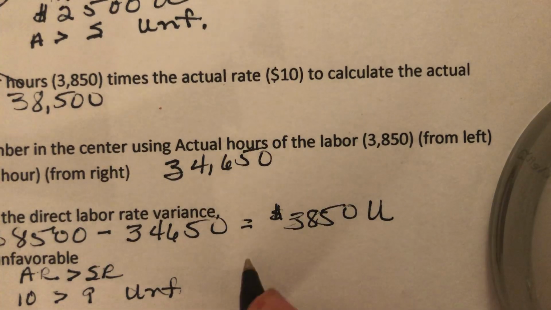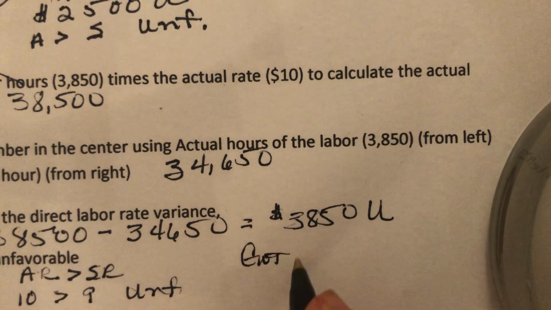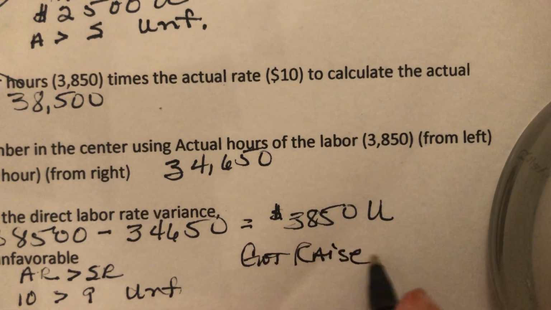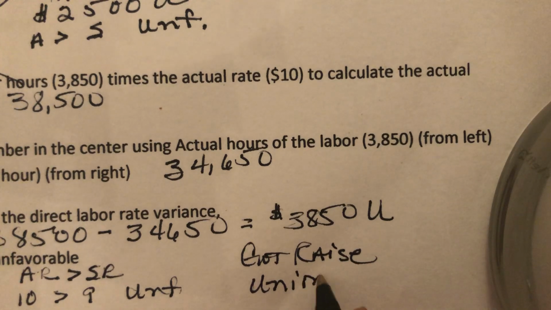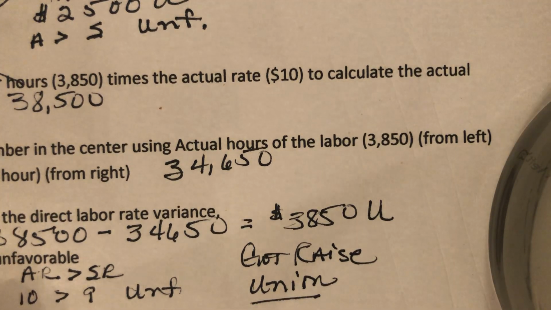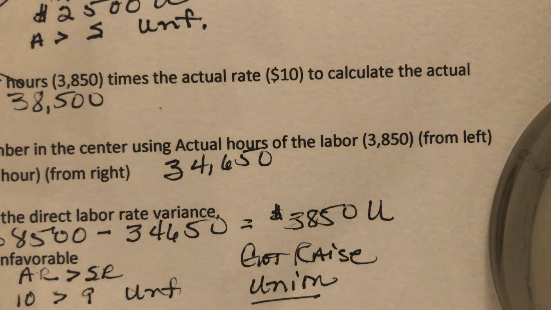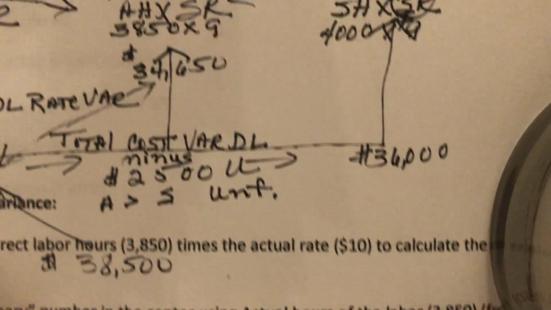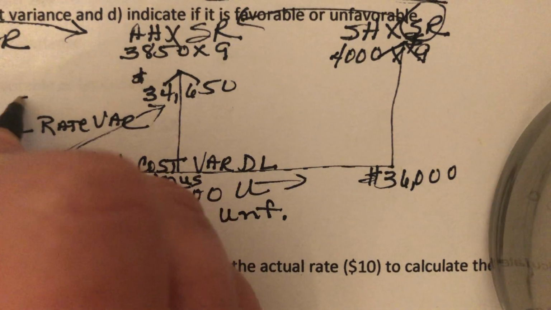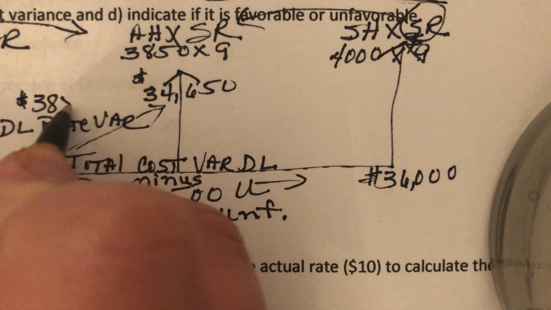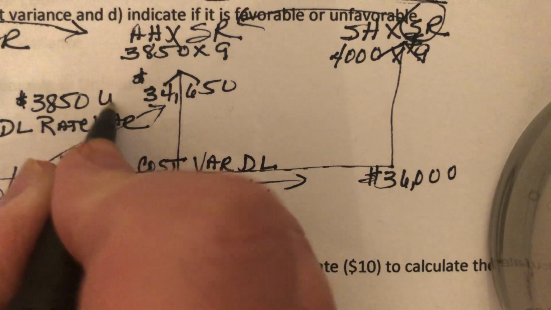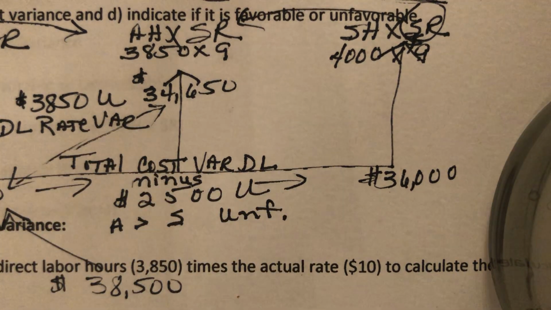Maybe they're part of a union. Okay, they got a raise. We obviously know that. Was it voluntary on our part, or were they part of a union and insisted on a raise? Did they strike? We don't know. We'd have to go see what's going on with the company here. But at any rate, we know they got a raise. So $3,850 would be your unfavorable direct labor rate variance.